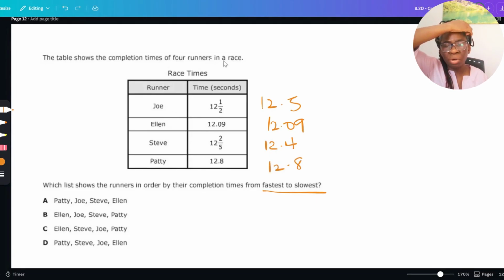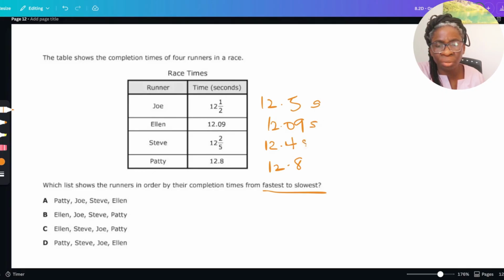So Joe's race time is 12.5 seconds. Ellen's race time is 12.09 seconds. Steve's race time is 12.4 seconds, and Pat's race time was 12.8 seconds. So now, when we're talking about fastest to slowest, when it comes to a race, you know that the fastest person will have the smallest time. That is where this one becomes tricky.